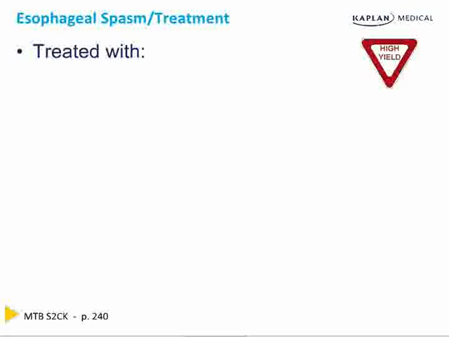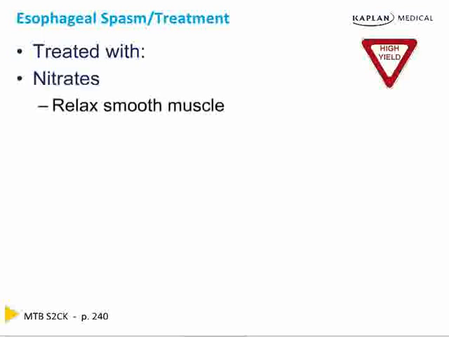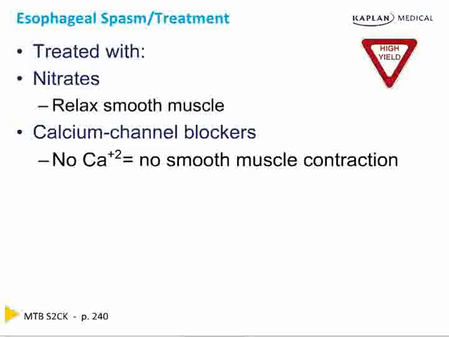The problem with esophageal spasm is there's inappropriate contraction of smooth muscle. So to treat it, we must prevent just that. The first way is by using nitrates. What this does is it relaxes smooth muscle so it doesn't contract inappropriately. The second is through calcium channel blockers. What we do is we block the influx of calcium, therefore preventing the inappropriate smooth muscle contraction and preventing the symptoms of esophageal spasm.